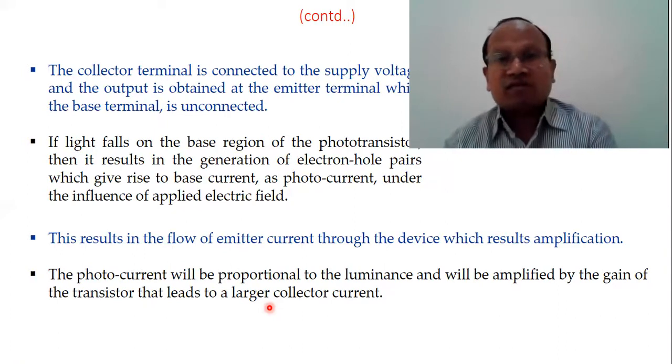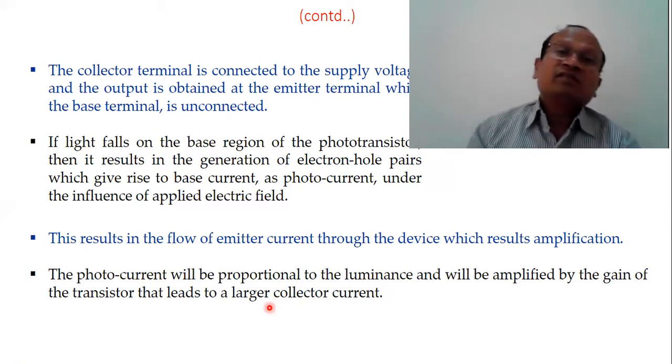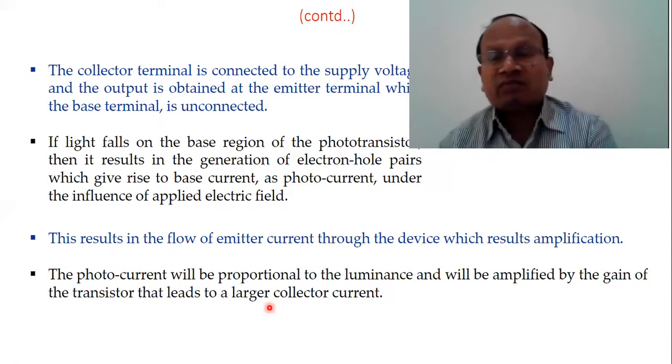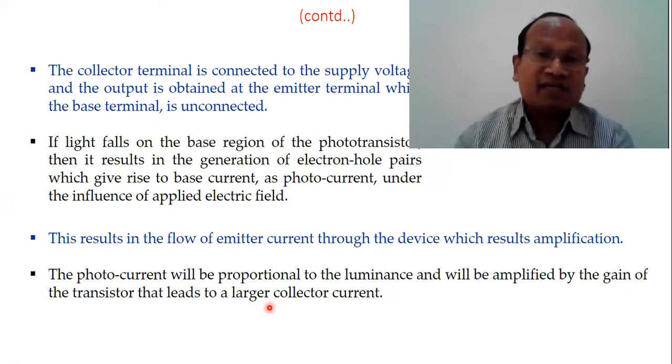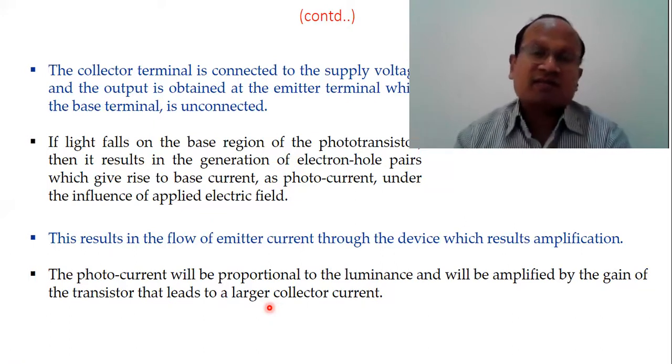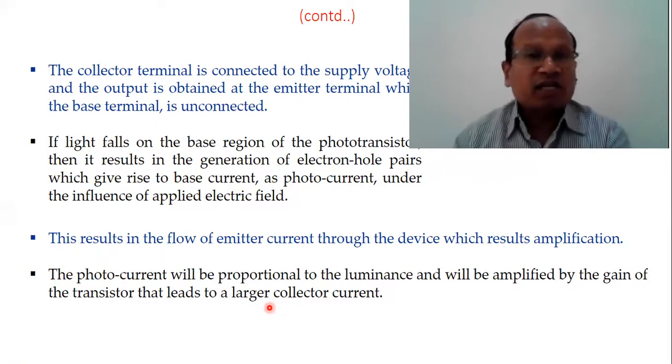It's because of two reasons. Photocurrent has increased due to more luminance. As we increase the luminance value, as we increase the optical power, the light intensity, the photocurrent also increases. As photocurrent increases, the emitter current, and the collector current, will also increase.